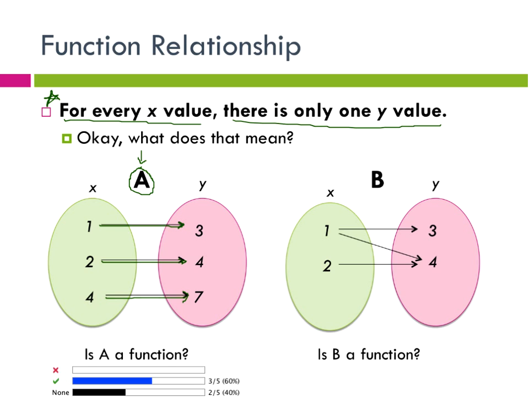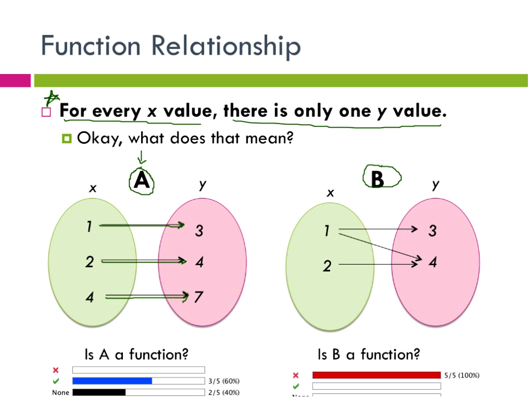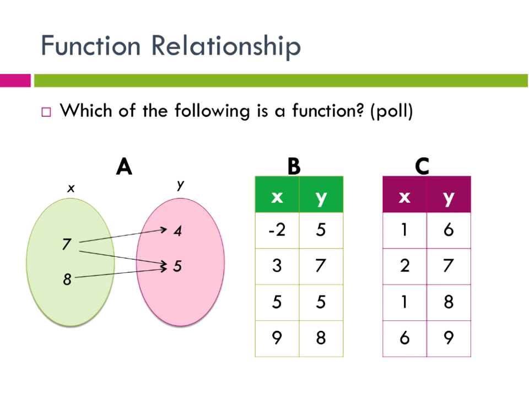Okay. Same question. B. Is B a function? Yes or no? All right, we're all very clear on this one then. B is not a function. And the reason it's not a function is because this x value of 1 does not have a unique relationship with y values. The relationship here is that x goes to both 3 and to 4. So this function relationship then does not hold true for B.